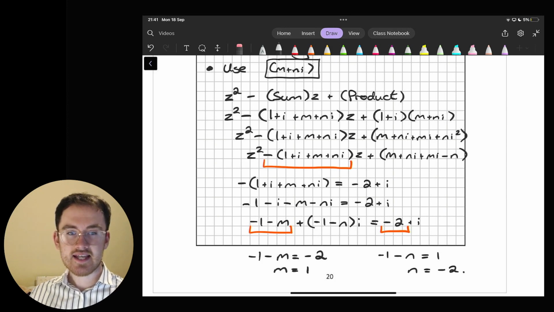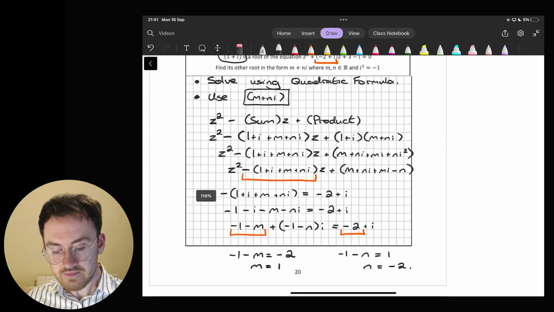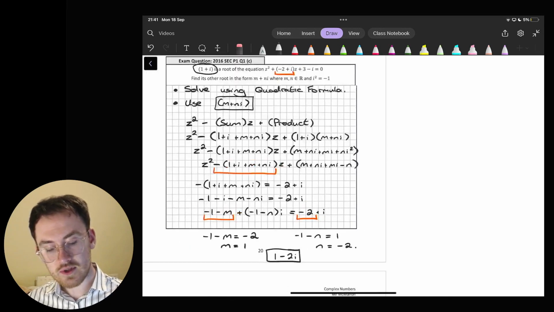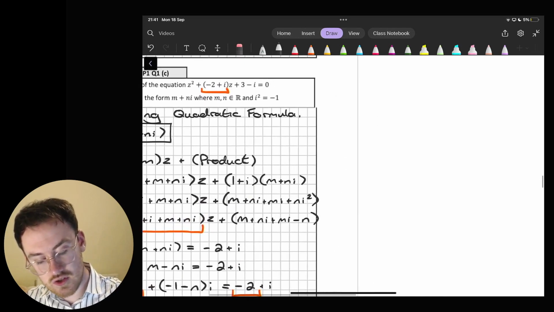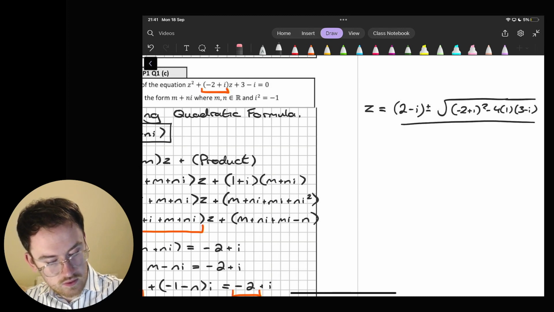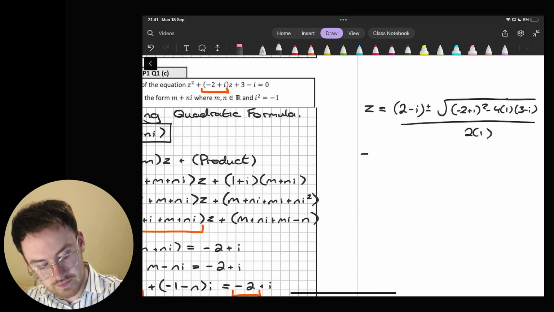So now, as I said, there is another way to do that one. So we will just finish by writing out the root there. So it would be 1 minus 2i. The other way we could approach that one is to solve the equation using our minus b formula. So it would be minus b, which is 2 minus i, plus or minus the square root of b squared minus 4ac, all over 2a.